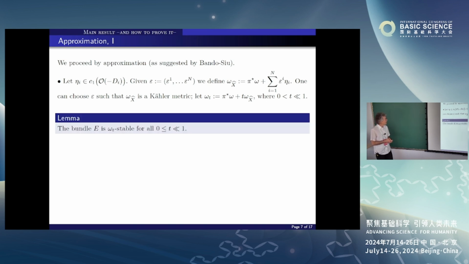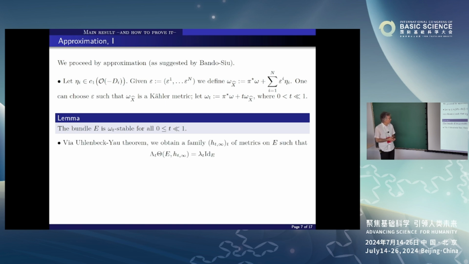Now, there's a lemma saying that the boundary is still stable with respect to this perturbed metric. So it is stable with respect to the inverse image, but then if you perturb it a little bit, for t very, very small, it continues to be stable. And then from this point, I think it's clear what we want to do.